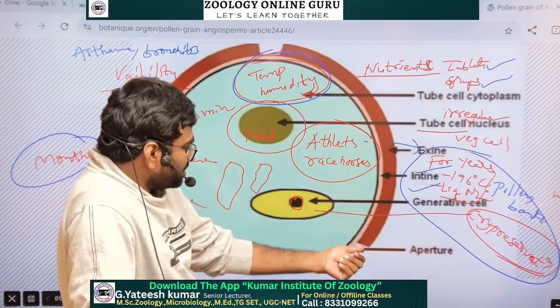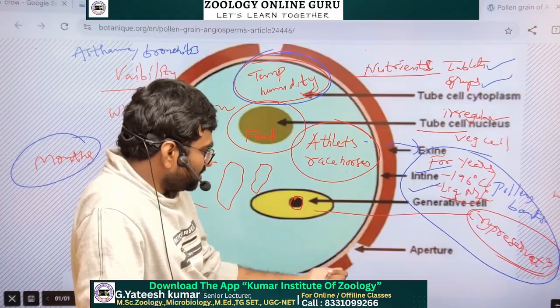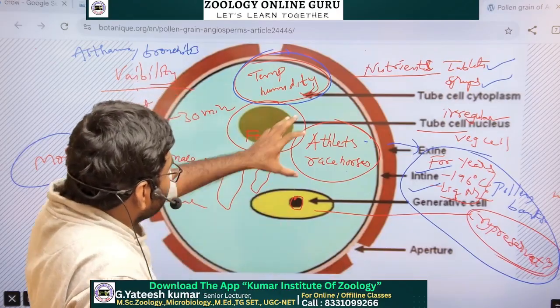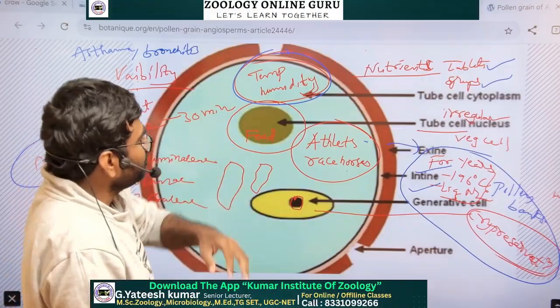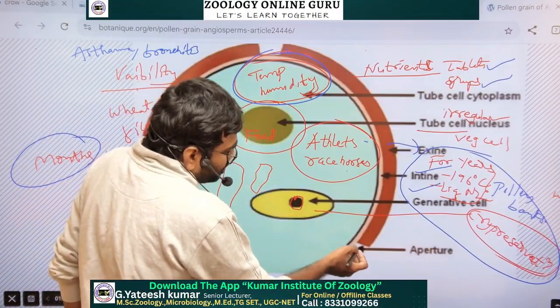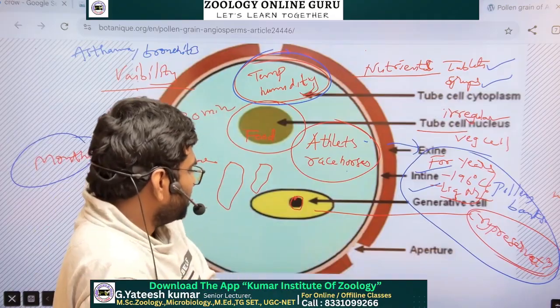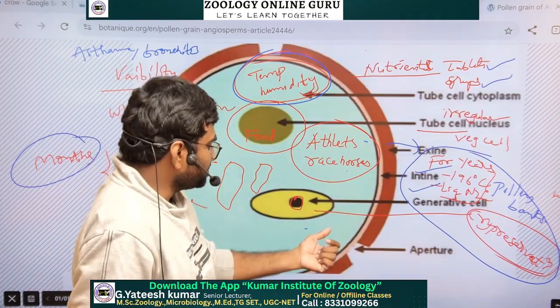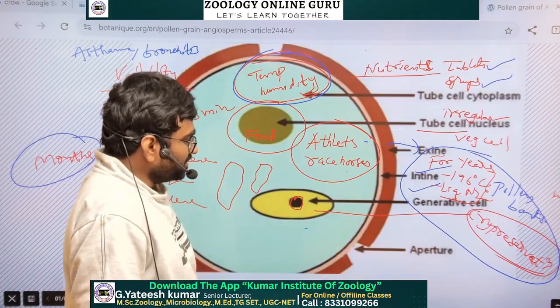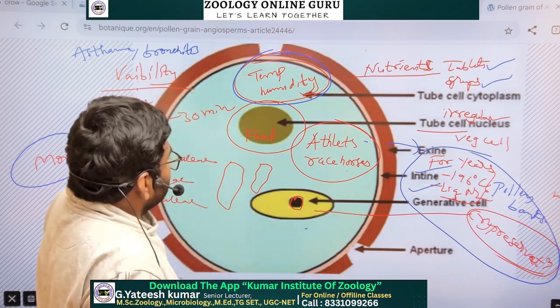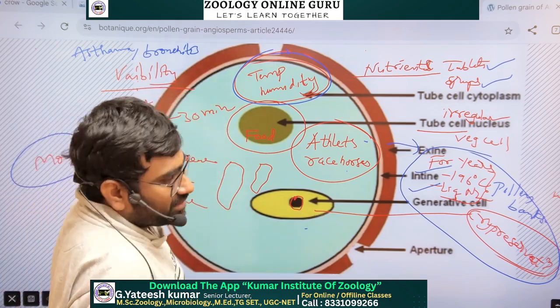So here some gaps are present. Those gaps are called germ pores, where the sporopollenin is absent. So when this pollen grain lands on the stigma, it initiates germination through this germ pore. That is, the pollen tube is formed, along with the cellulose and pectin involved in the germination process. Right. So this is about the pollen grain.